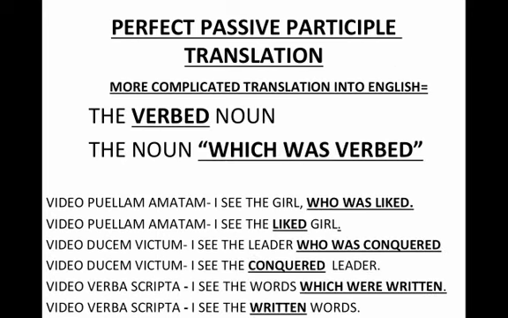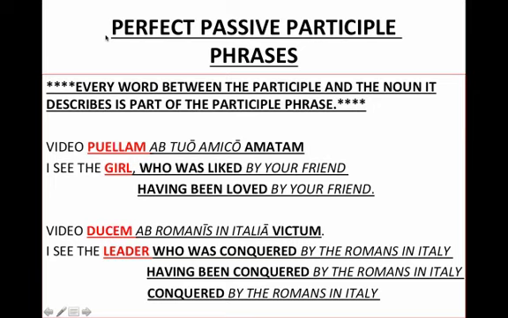Now, there are other options as well. These are a little bit more complicated. For example, I see the girl who was liked, or I see the liked girl. I see the leader who was conquered, or I see the conquered leader. So these, you would just say the verbed noun would be your translation, or the noun which or who was verbed.